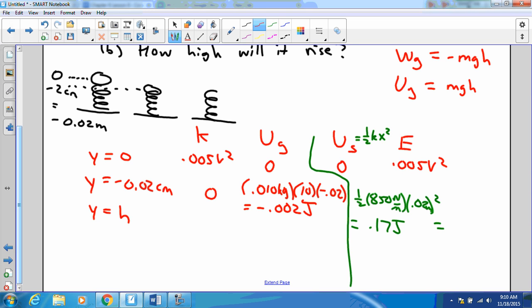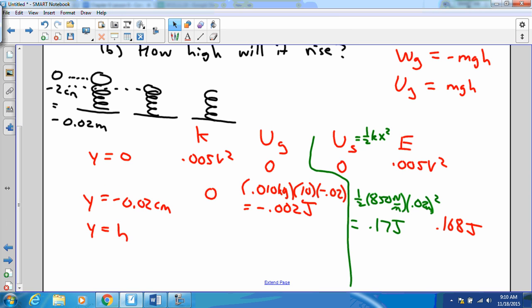Okay? Good. And now when I add all of these up, the total energy that I get is going to be the 0.17 plus the negative 0.002, which is 0.168 joules worth of energy. Notice that we got an actual number here. We like this because it indicates to us that we actually know the amount of energy that's in the system. It's 0.168 joules. So this is a happy thing.